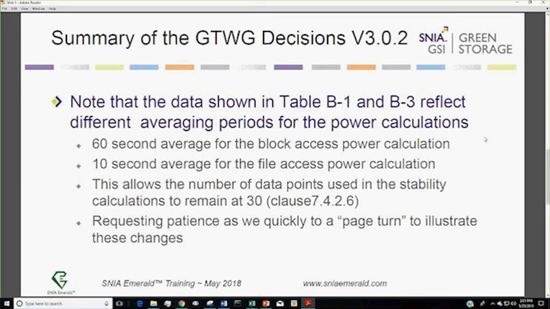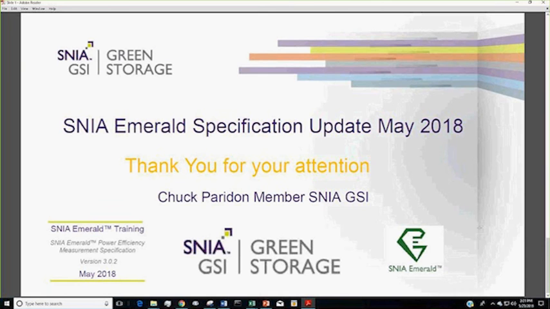This allows the number of data points. If you'll recall, back in the spec we have the stability criteria that we created, and we want a statistically significant number of points in that calculation. If we leave the I/O rate collection at 60 seconds, as in the case of the VDbench workload generator on the block access, we only have 3 data points. That's a little on the weak side. Next page, please. Before I go on, any questions or comments about what we've done here? We'll go through the details in a second.